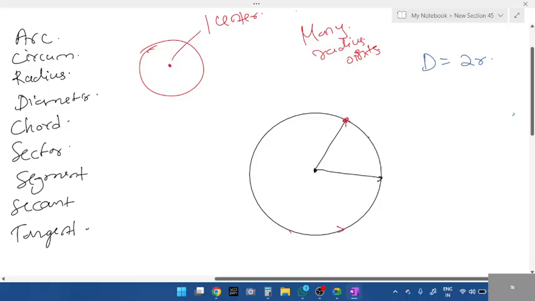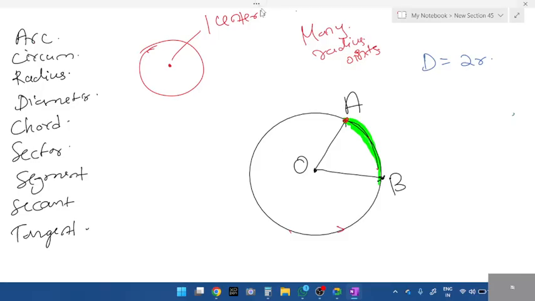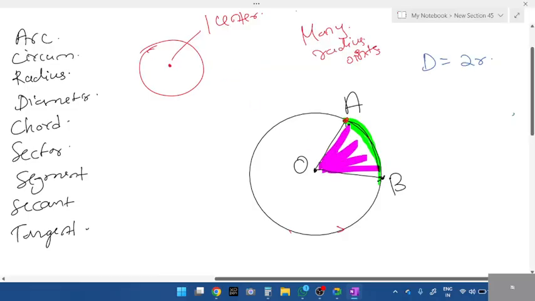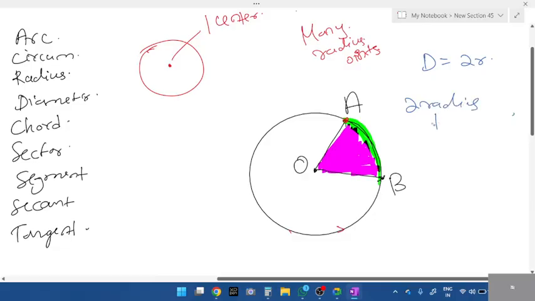These two radius are touching the arc here. Look at the green arc. The center I'll mark as O. The starting point of the arc I'll mark as A, ending point as B. Can you see a slice? Yesterday I gave an example, a slice of pizza. Can you see a separate diagram being formed here? The pink one, which I've shaded. This pink one is made up of how many radius and how many arc? Two radius plus one arc.